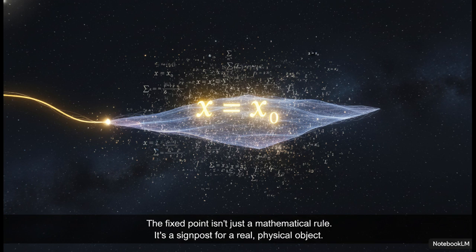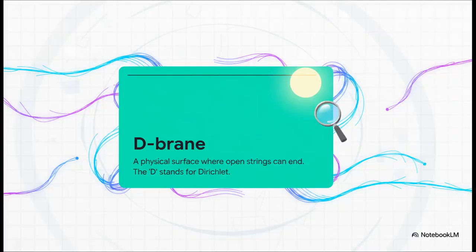No, it was a signpost. It was pointing to a brand new kind of object, a real physical thing that actually exists in our universe. The string isn't just stuck, it's anchored to something. And they gave that something a name, the D-Brane. That D is for Dirichlet, of course, honoring the weird boundary condition that led to its discovery.